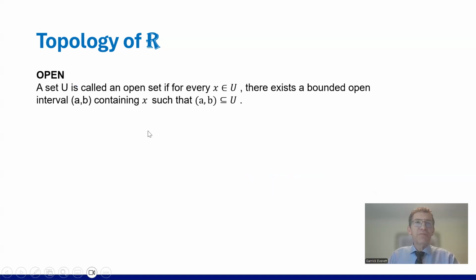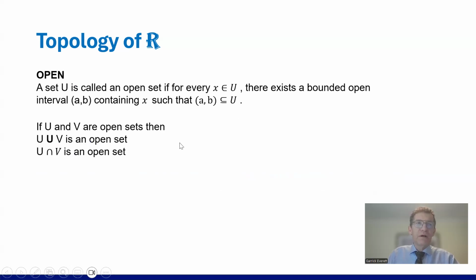Okay, just looking at open. A set U is called an open set if for every x belonging to U, there exists a bounded open interval (a, b) containing x such that (a, b) is a subset of U. So if U and V are open sets, then U union V is an open set, and U intersection V is also an open set. So once you've got an open set, it pretty much keeps everything open.